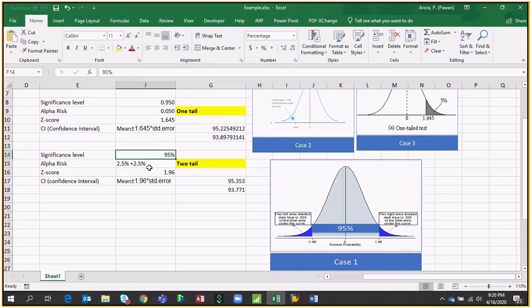So that's why alpha risk will be divided: 2.5% here and 2.5% here, or 0.05 here and 0.025 here. Let me repeat. When you have a two-tail test, two-tail means you are saying your data is not equal to, and not equal means it can be higher or lower. Both cases are there now. So that's why your 5% will divide into two parts, 2.5 and 2.5, which is your left and right.